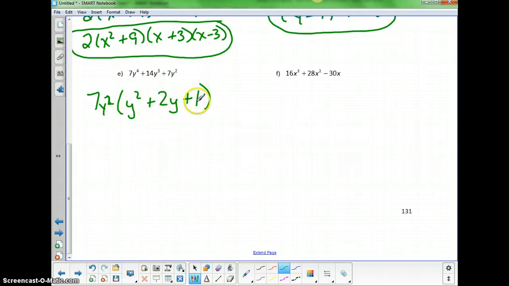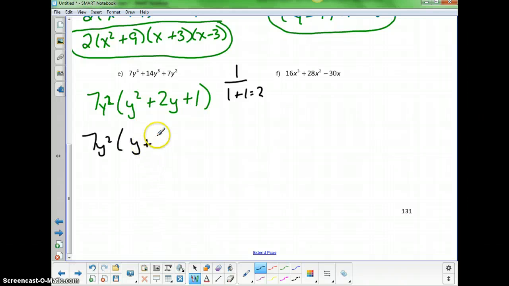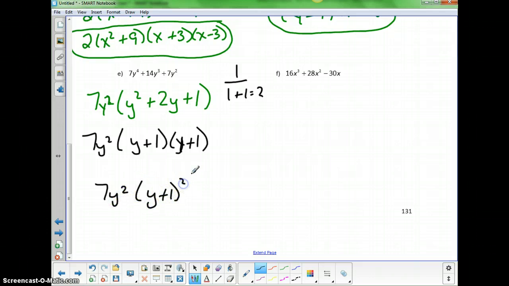Alright, what I'm left with here is a trinomial with coefficient 1, so we're going to continue to factor that. 1 is 1 times 1, so if I add those up, I get 2, which is what I wanted to get. So when I factor this, it's going to be 7y squared, just bringing that down, times y plus 1 and y plus 1. Now because I have y plus 1 written here twice, I can write this simpler as 7y squared times y plus 1 squared.